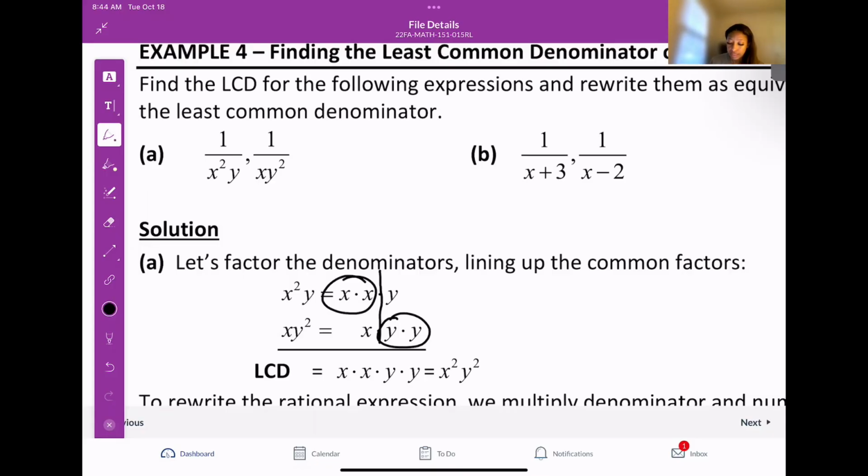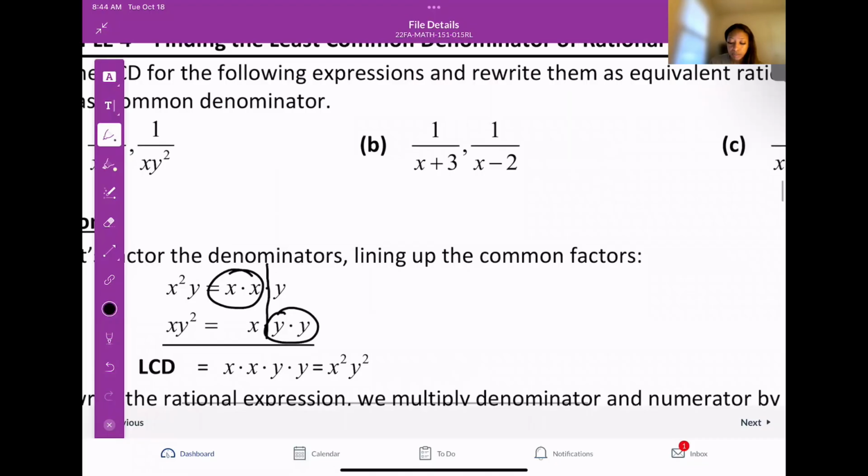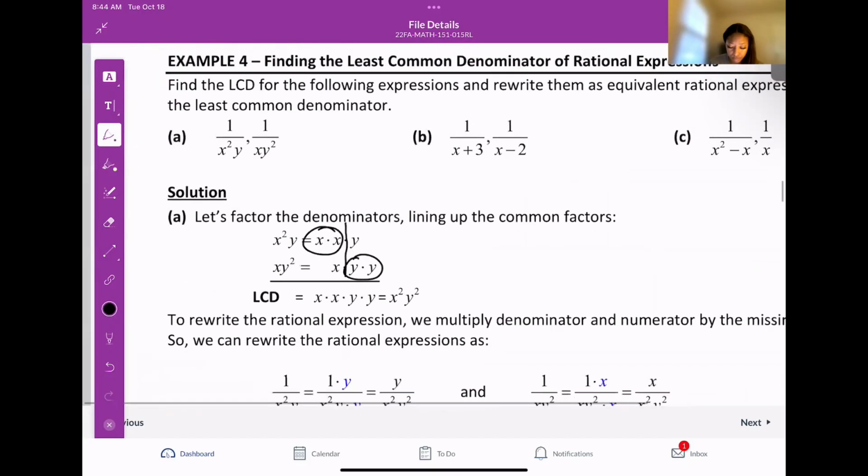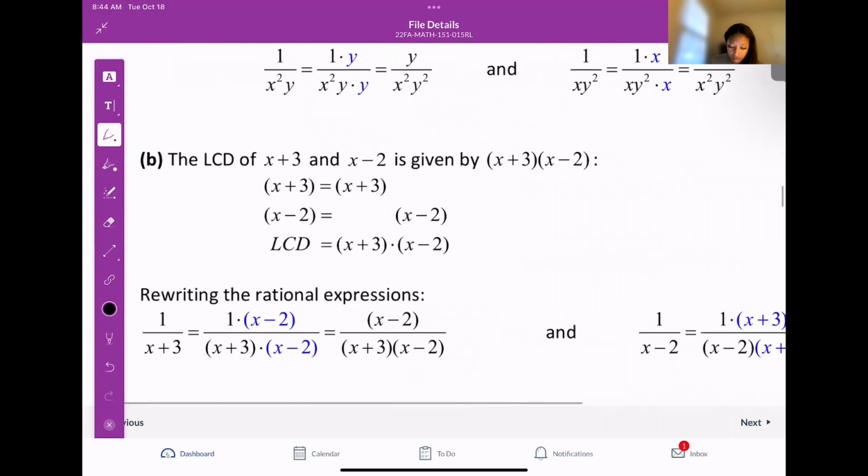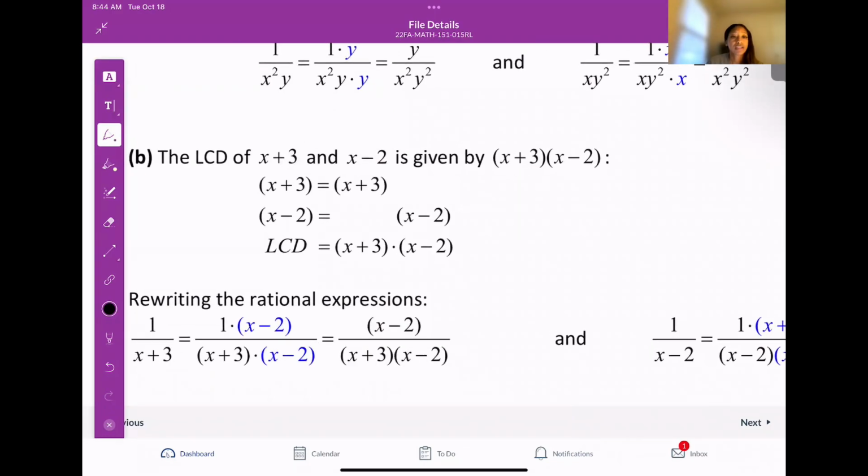That's it. For the second two expressions, x plus 3 times x minus 3. I'm sorry, x plus 3 times x minus 2. These terms are factored as much as possible. We're not going to break it up to x and a 3 because that's x plus 3, not x times 3. So these are already factored as much as possible. When we look at the factors, x plus 3 is just x plus 3, and x minus 2 is just x minus 2. So we just multiply those two together to get our LCD: x plus 3 times x minus 2.